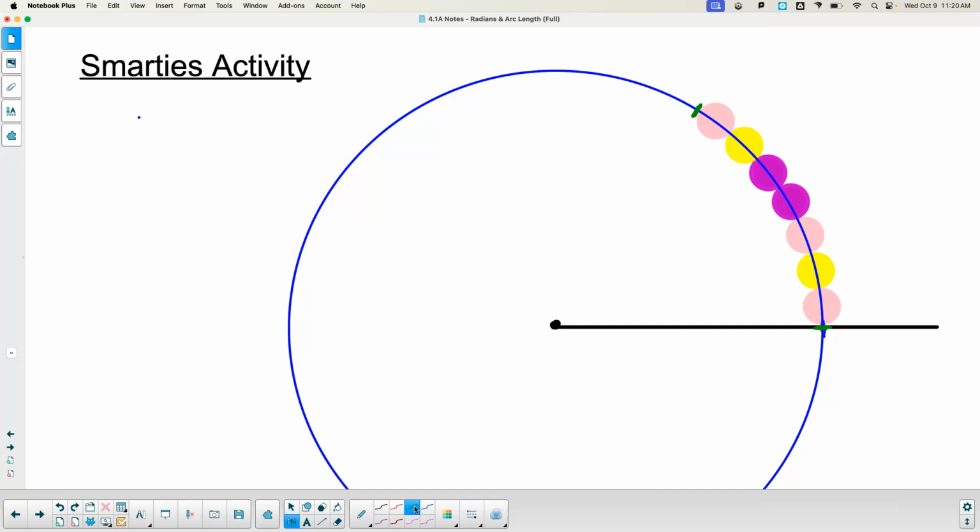Now, I want you to rinse, lather, and repeat that process all the way around your circle. So make marks every 7 Smarties along the circumference of your circle. No. I was about to say, because I'd like to make it look pretty.